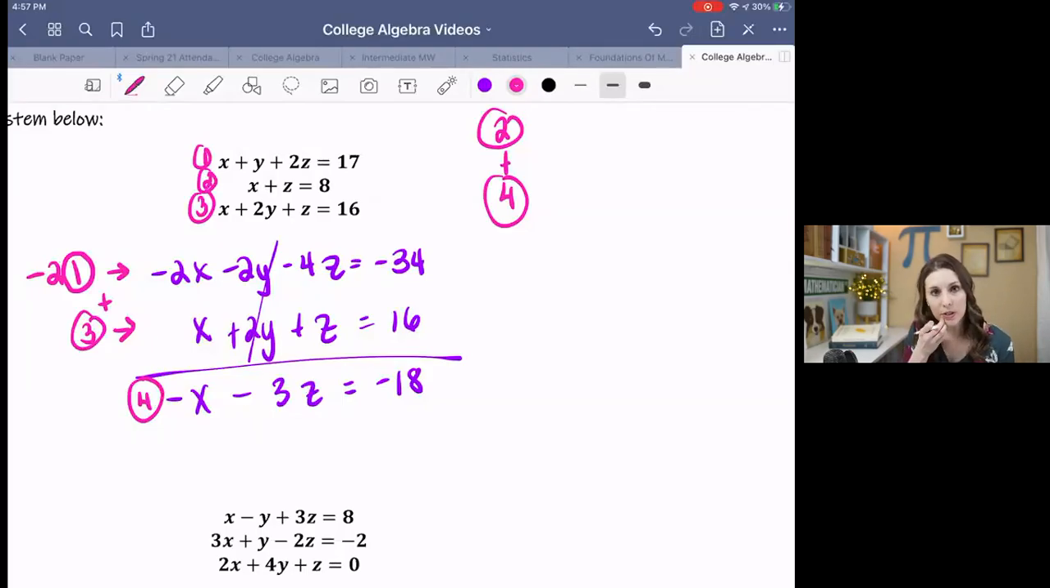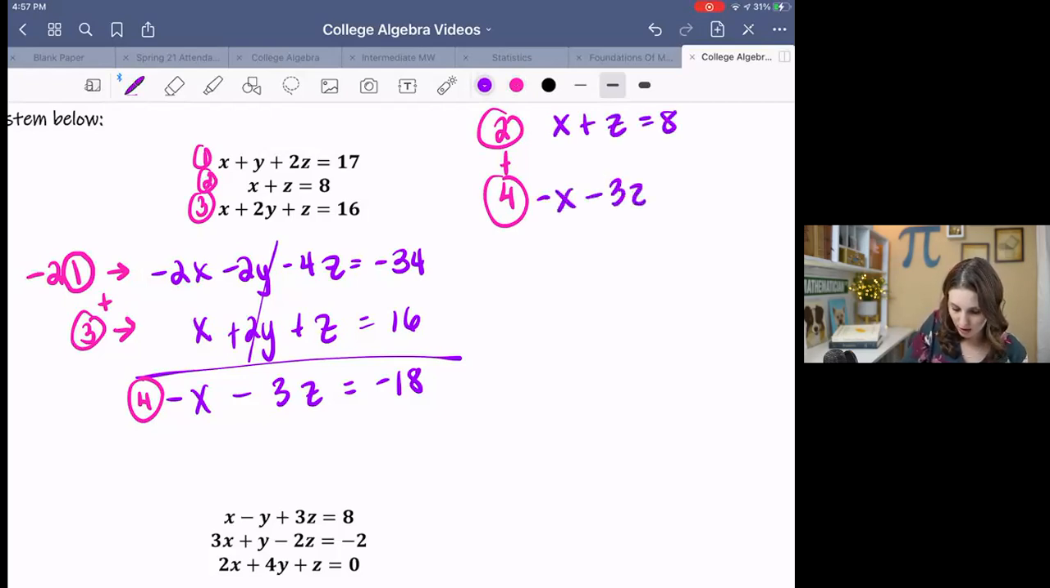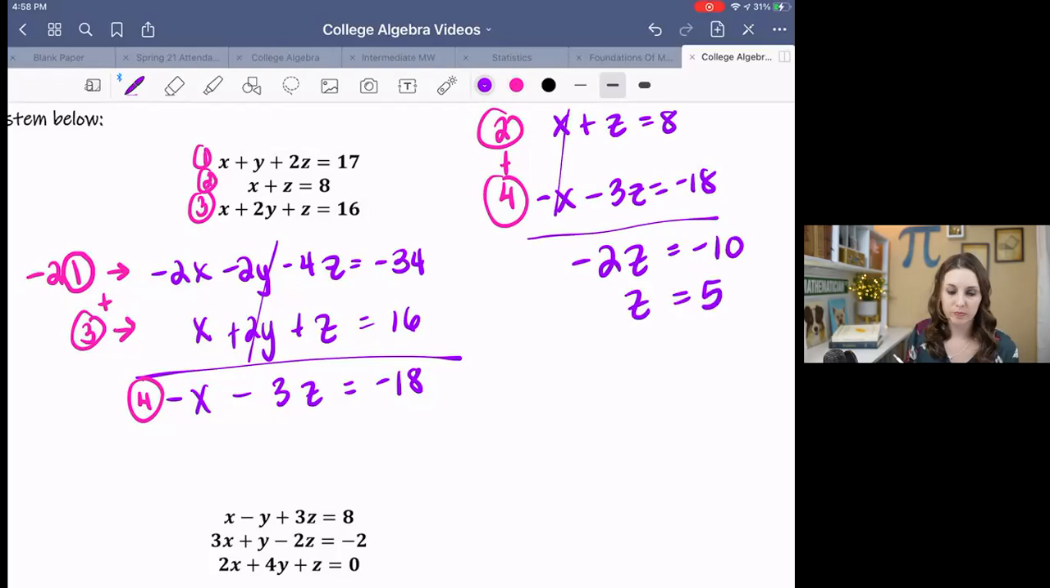Your next step is going to be to take equation 2 and add it to equation 4. Equation 2 is x plus z equals 8. Equation 4 is negative x minus 3z equals negative 18. These x's add to 0. We get negative 2z equals negative 10. So z is 5.